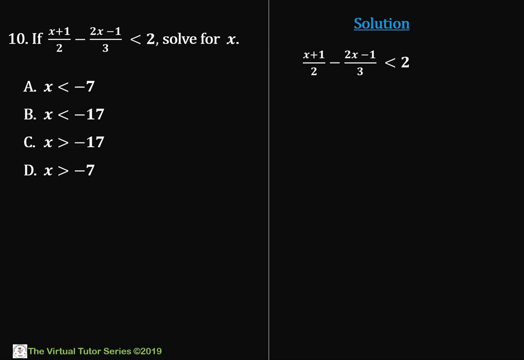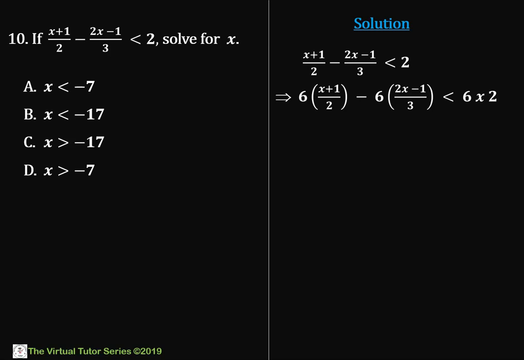Let's multiply through by the LCM of 2 and 3, which is 6. That is 6 into bracket (x + 1)/2 minus 6 into bracket (2x − 1)/3 is less than 6 times 2. 2 into 6 is 3. 3 into 6 is 2. And 6 times 2 is 12.